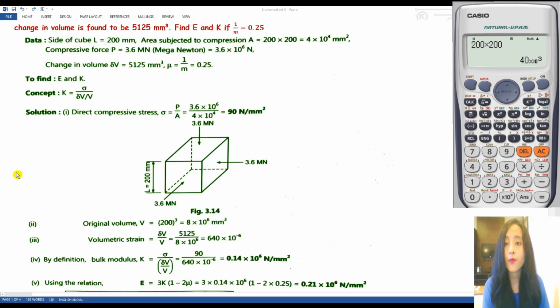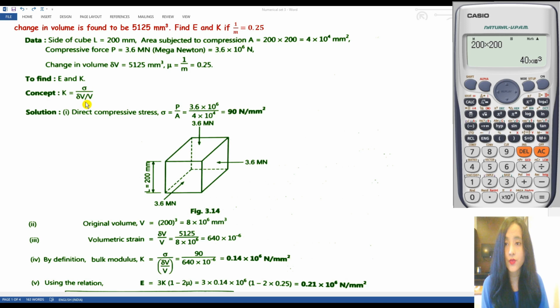First, let us find the bulk modulus K. The formula to find bulk modulus K is equal to direct stress by the volumetric strain. So when do we get direct stress? We get direct stress for any material if the same kind of force is acting from all three directions. As you can see in this diagram, from all three directions the same force is acting. So because of this same force, the stresses produced in this cube will be direct stress.